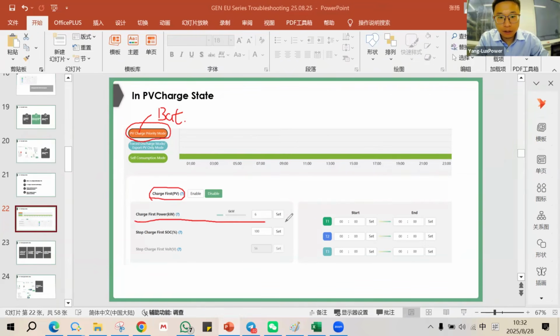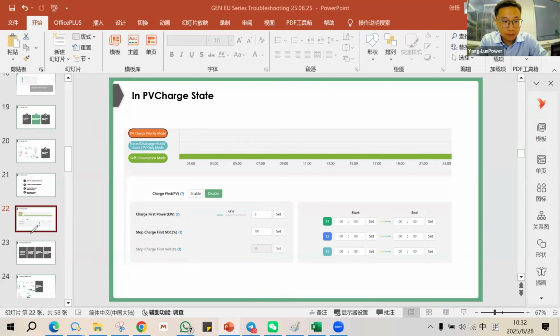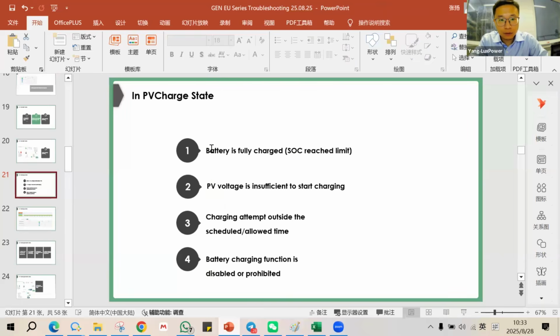And also you can see the settings here. You can choose your charging power from your PV side, like here it is 6 kilowatt. And also set your charging stop SOC. You should stop at 100%, or for lead acid, you can stop charging at like 56 volt. And you can also set the period for PV charging. This is not a special case, but it's a very important working mode for people that only want to use their PVs for charging their batteries. And if you can understand this, then go back to the first page, and you will also understand the PV charge state.